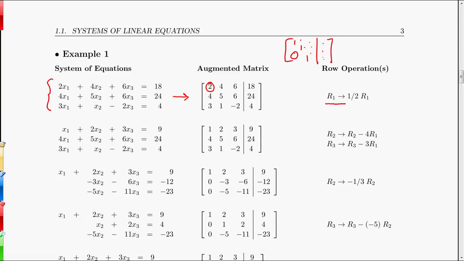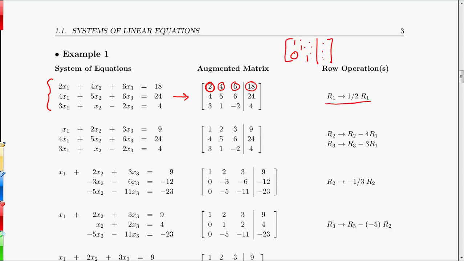So I'm going to take row 1 and multiply it by 1/2. So when I take this 2 and multiply it by 1/2, I get a 1. But I have to do this to the entire row. So I multiply this 4 by 1/2 and I get a 2. I multiply this 6 by 1/2 and I get a 3. I multiply this 18 by 1/2 and I get a 9. And then I'm just going to copy the next 2 rows verbatim as they are. Okay, so I've got my 1 in the top position. That's what I wanted.